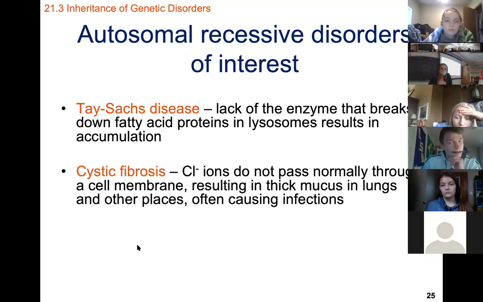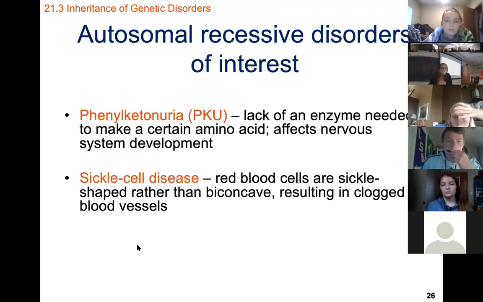Okay. Another example of a couple of autosomal recessive disorders is PKU. This is another lack of enzyme that's needed to make certain amino acids, and this affects the nervous system development. Remember that amino acids are the building blocks of proteins. So if we lack an enzyme needed to make those proteins, we can even just assume that there's going to be some sort of lack of function.